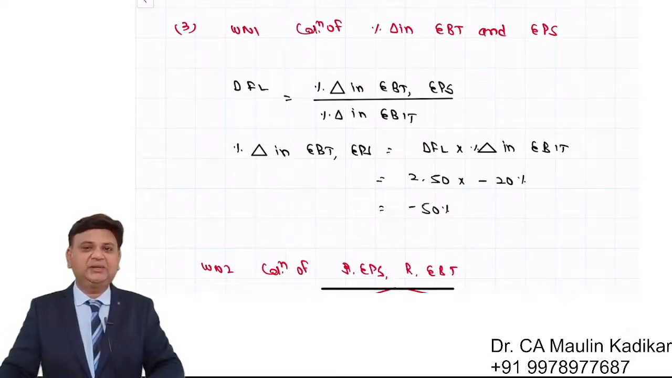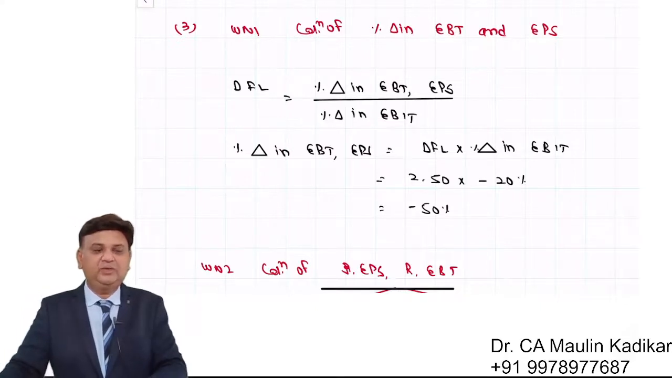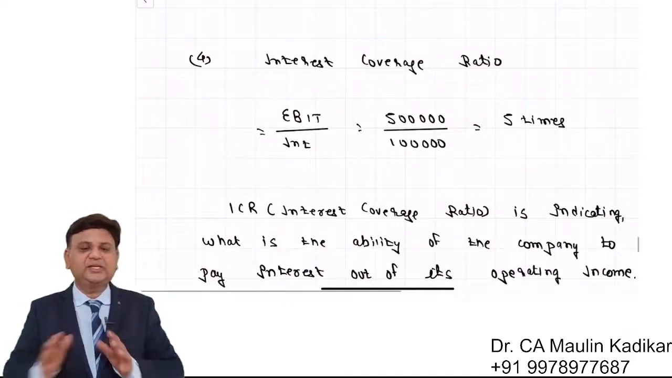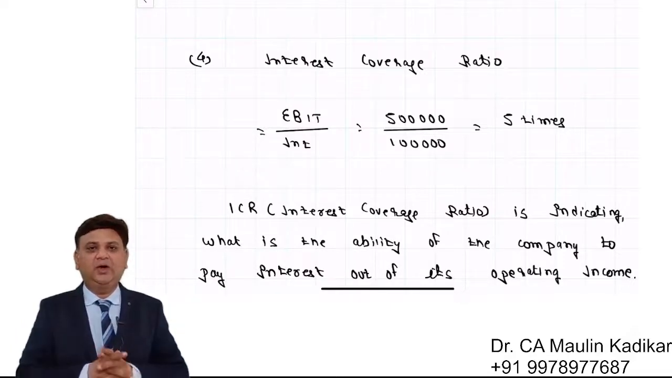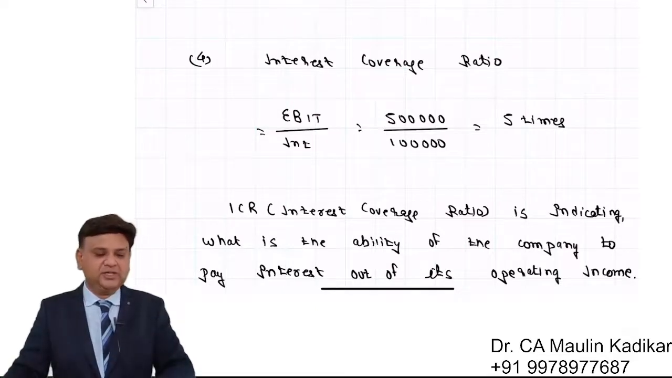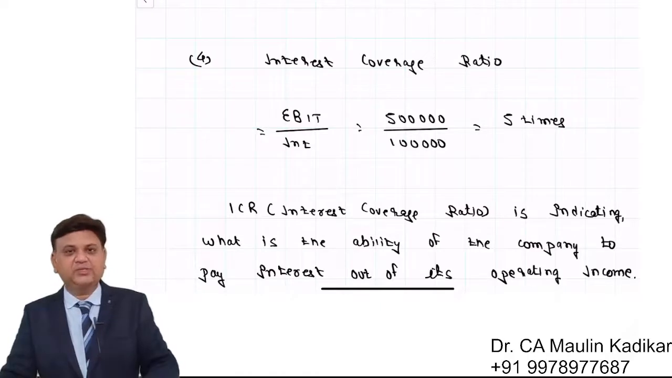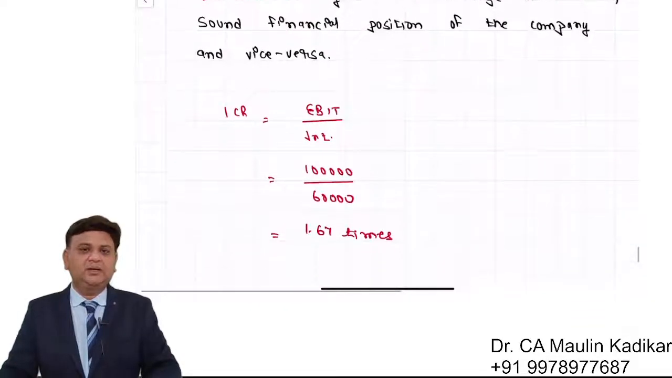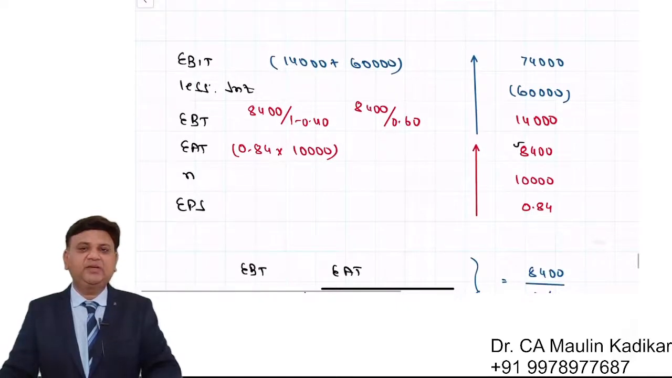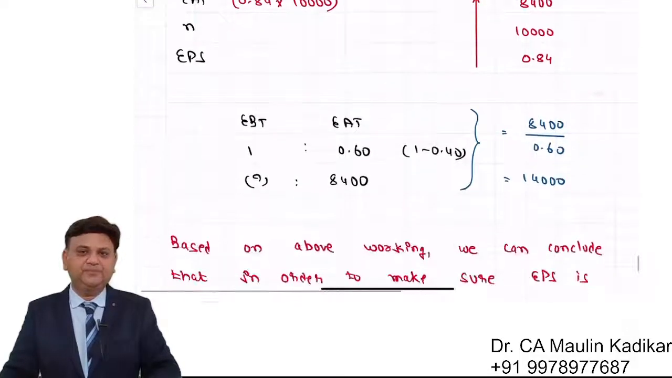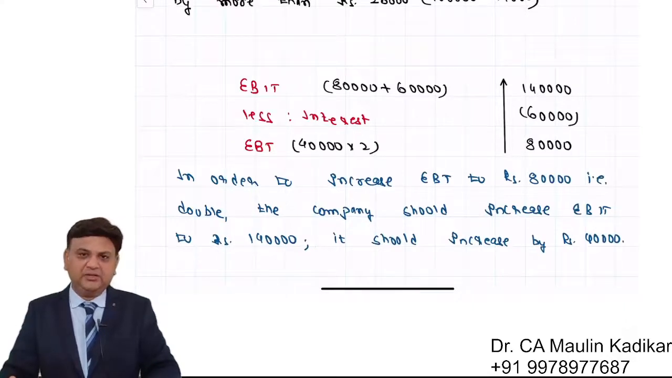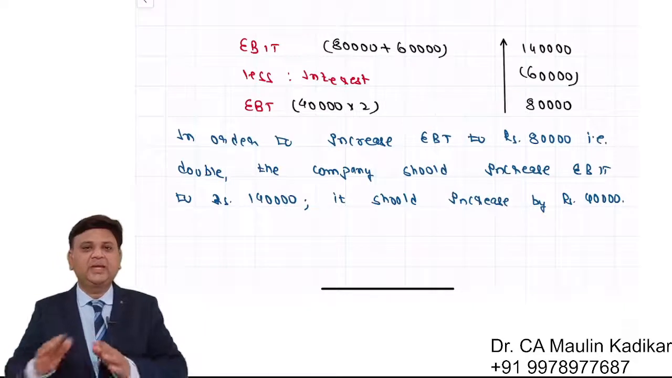In the third question, there is a reduction in the EBIT by 20%, and with that, we are required to find what is the percentage change in EBT and EPS. That we have done again by both the methods. Fourth is a new question, that is the interest coverage ratio. So what is the operating income of the company in comparison to the interest? For every 1 rupee of the interest to be paid, what amount of operating income do we have, that is what the interest coverage ratio is indicating. That is 1.67 times. Then we require the EPS of at least 84 paise. Then in that case, our EBIT should not fall below 74,000. In order to make sure that we have the EBT double, 40,000 to 80,000, EBIT should increase by 40,000. That is the way we are required to write the answer.